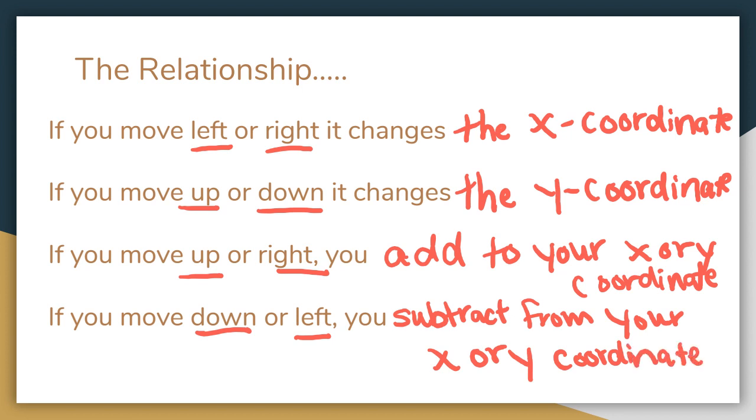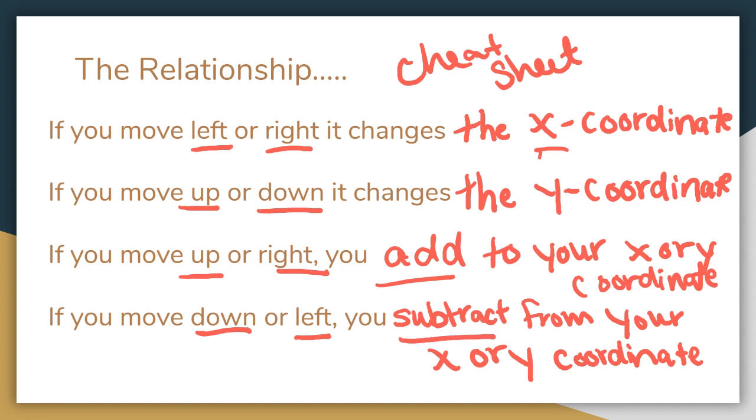This is kind of like a cheat sheet. Whenever we move left or right, our x coordinate changes, and if we move up or down, the y changes. If we are moving up or right on a graph, we're going to be adding, we're going to be getting bigger. And if we move down or left, we're going to be subtracting because we're going to be getting smaller.